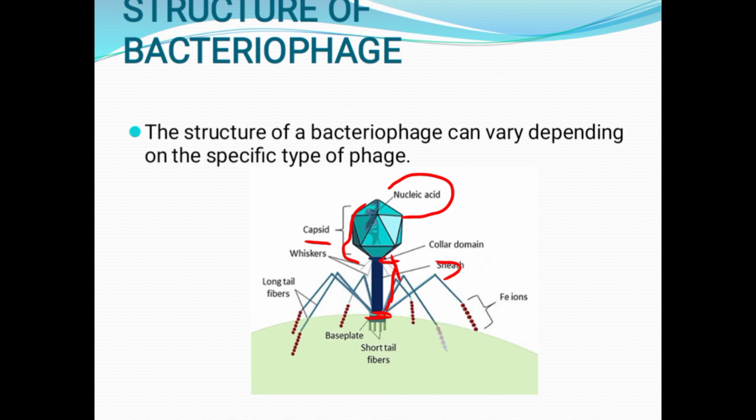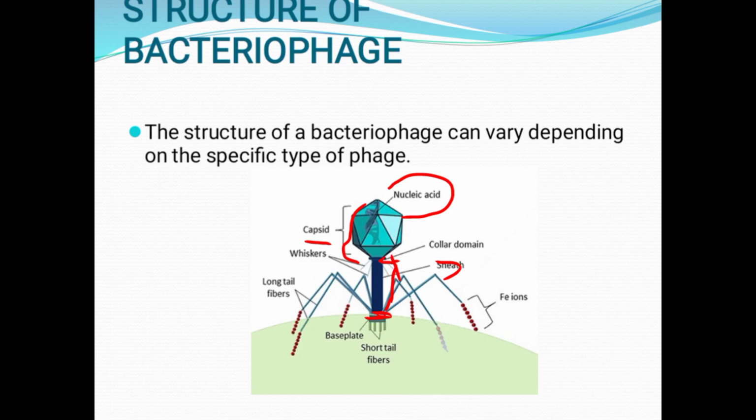So the tail sheath is attached to the tail. It always surrounds the tail tube. The main function of this sheath is to contract during the process of infection, and during that contraction, it will allow the tail to penetrate the bacterial cell wall. So that's the main function of the sheath.